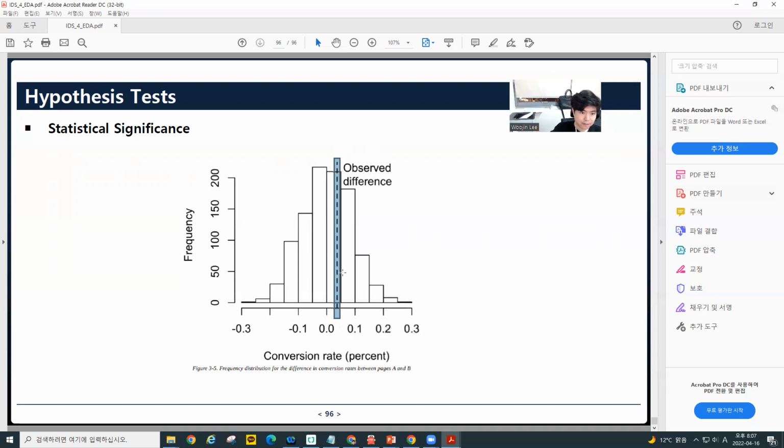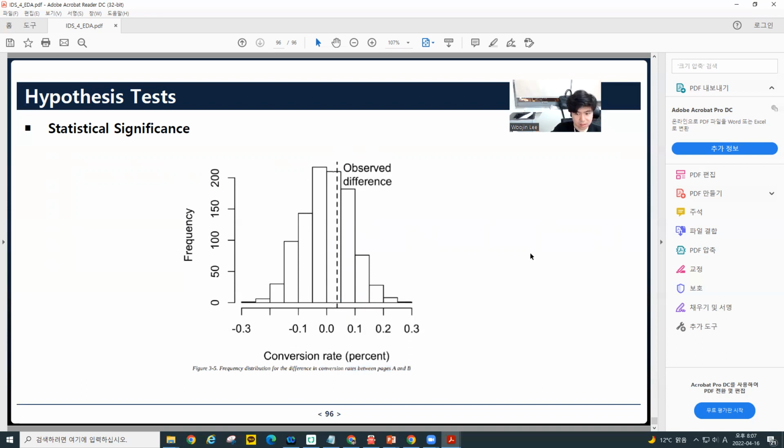And with this, we can say that the conversion rates between A and B are not different. It is very hard to say that these two conversion rates are different from each other.